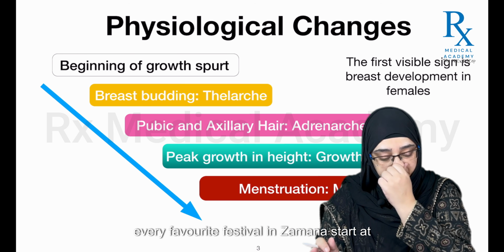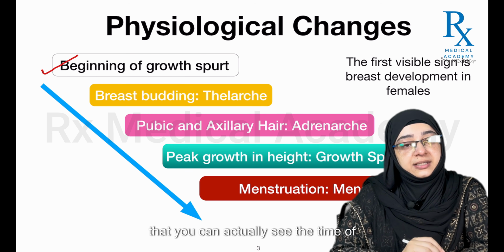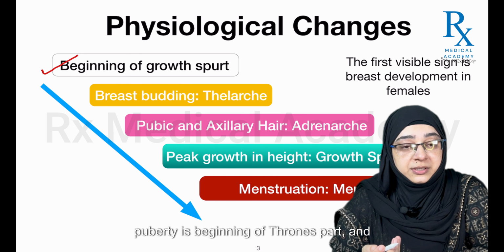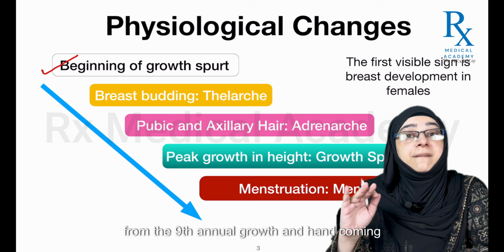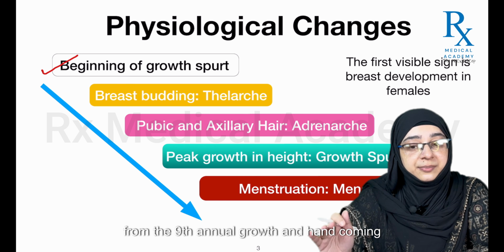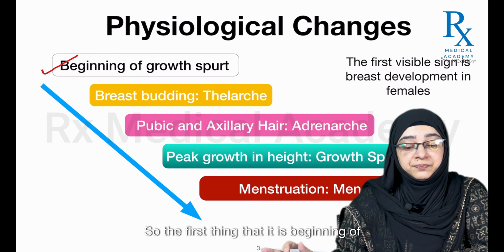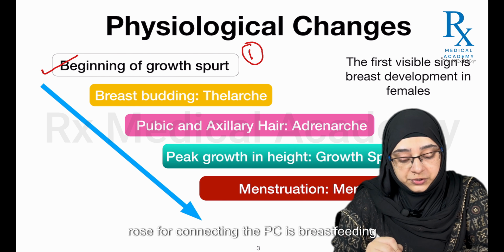So let's start with the beginning of growth spurt. The first thing that you can actually see at the time of puberty is beginning of growth spurt. And this beginning of growth spurt is different from the maximal growth in height. We'll be coming to maximal growth in height, which happens later. So the first thing that we see is beginning of growth spurt.